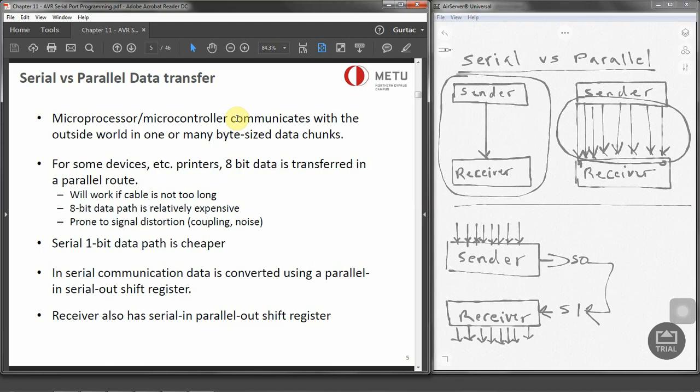So if we understand the difference between serial and parallel and know the advantages and disadvantages compared to each other, that's why the technology developed on the serial communication side, and this is what we are going to concentrate on in this chapter. So I think we have answered one of our questions. What is the data transfer method that we generally use? And that is serial.